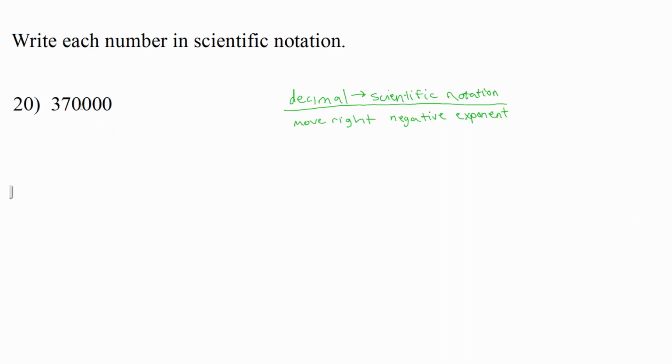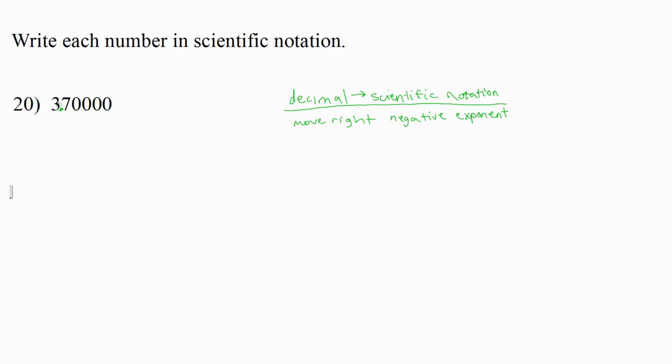So now we have a large number. 370,000 is a number I would love to have in my bank account. So this is a large number, which means it's going to end up with a positive exponent. Our goal is to try to get the decimal to be between the 3 and the 7, because 3.7 is between 1 and 10. If we try to put it either in front of the 3 or behind the 7, we will have a number either too big or too small.